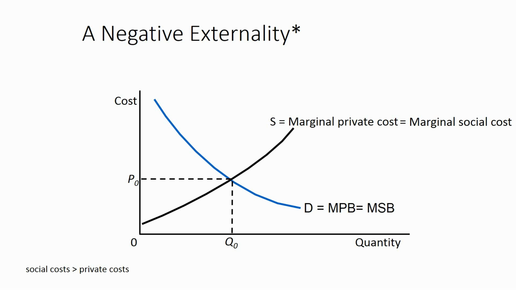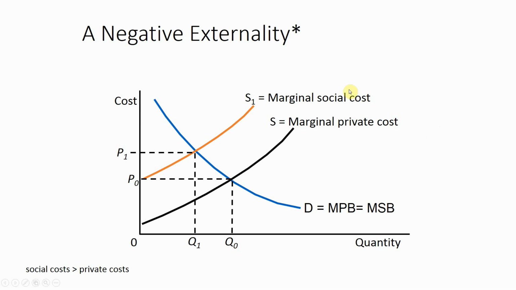Now moving on, we're going to talk about a negative externality example. This is where social cost is greater than private cost. In a negative externality, you notice that we begin with supply equal to marginal private cost equal to marginal social cost, and the demand equal to the marginal private benefit equal to marginal social benefit. Now, with a negative externality, the first thing that disappears is the social cost, and it will reappear in this graph with the new supply curve.